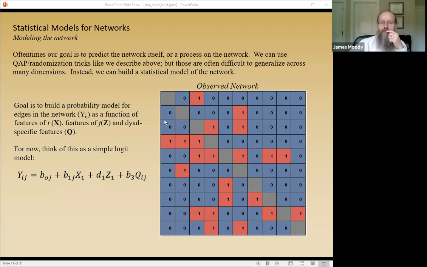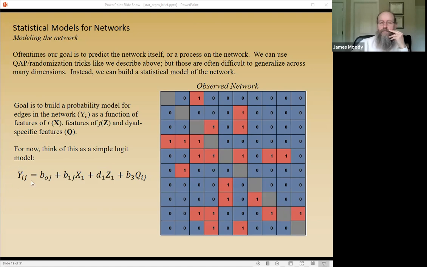In this case, I've color-coded it to make it a little easier for us. Observed ties are in red, observed zeros are in blue, and the diagonal is meaningless in this case. It's a structural zero. It's not informative for us in this particular context. And so we might want to think about this as a logit model, just for simplicity. And for those of us in the social sciences, this is a common thing we've played with.